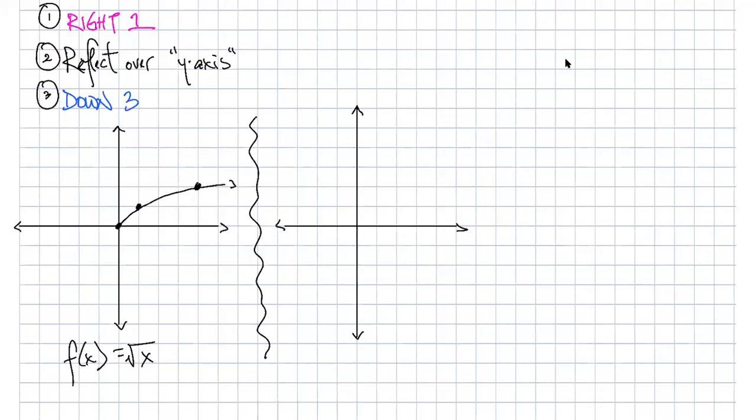Now, if we move everything to the right one, we're going to have f of x equals the square root of x minus 1. And so that moves this center point to the right one, but every other point also goes to the right one. So this one moves over here, and this 1, 2, 3, moves here. So that minus 1 just means I'm going to slide the whole graph to the right.